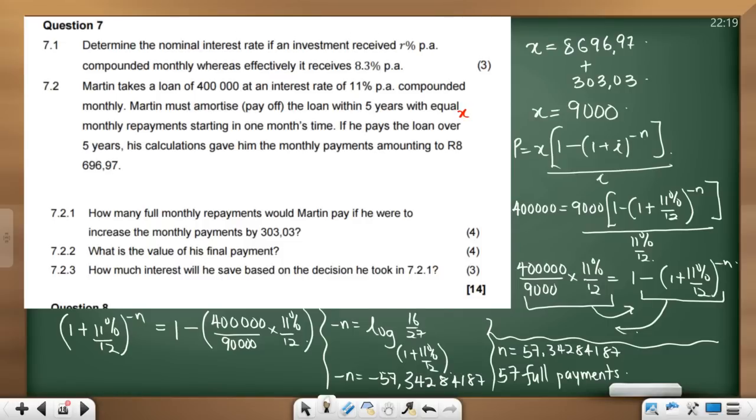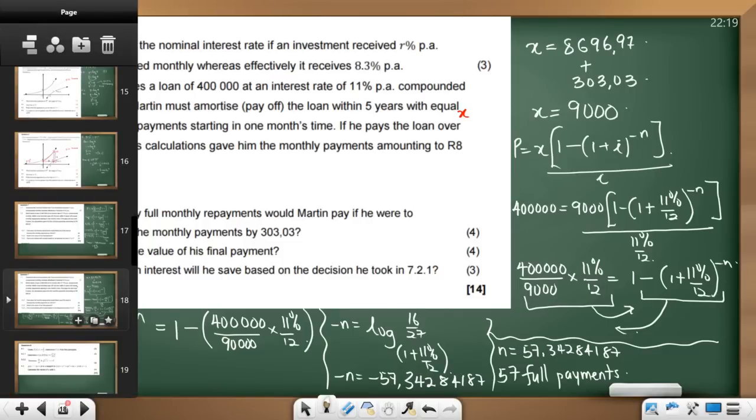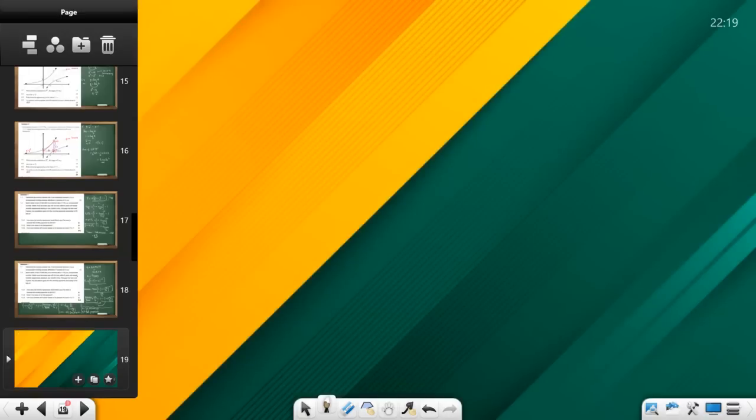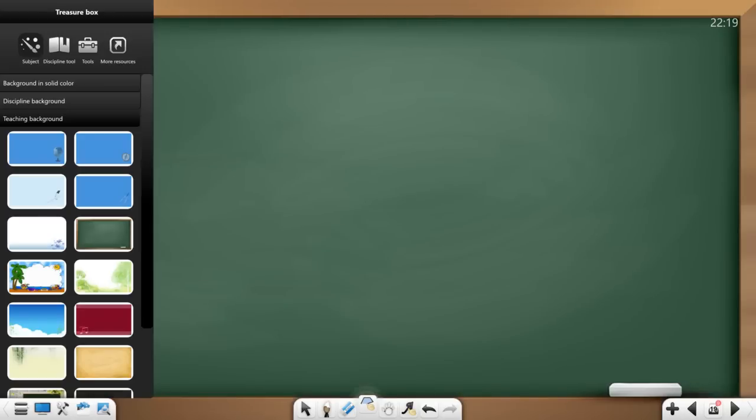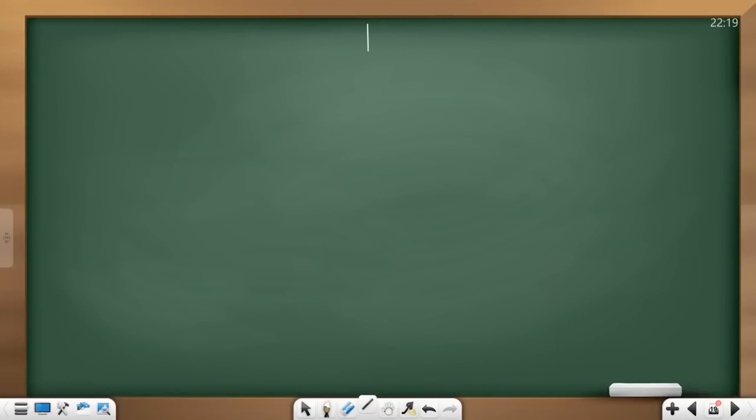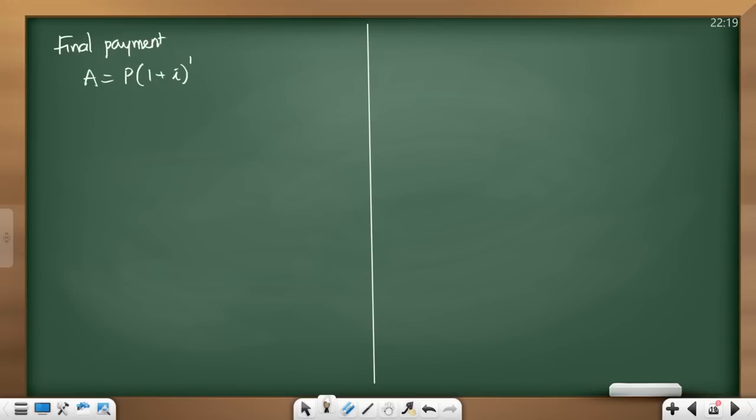Please know how to calculate final payment. Very, very important. I'm going to quickly take you through a 2-minute crash course on final payment. Final payment will be this: A would be equal to P times (1 plus i) to the power of 1, where P is the outstanding balance after all full payments are done.